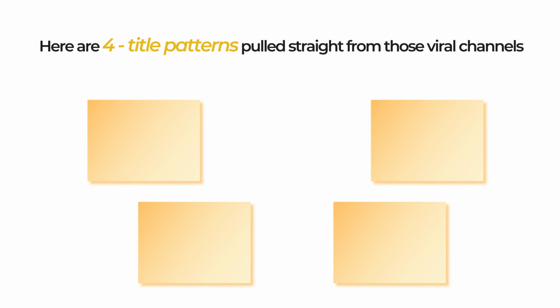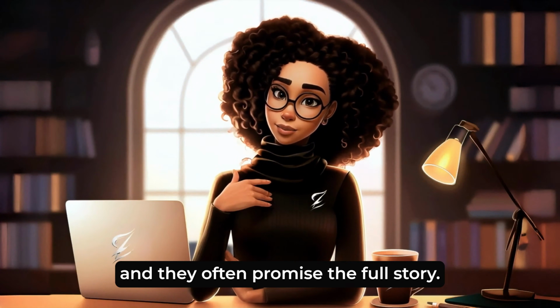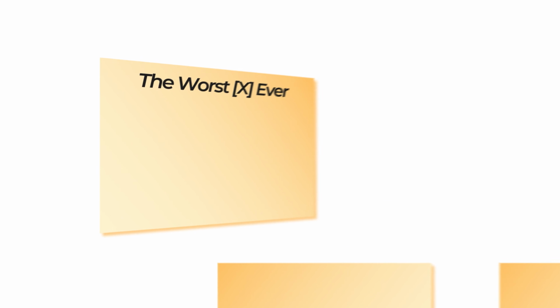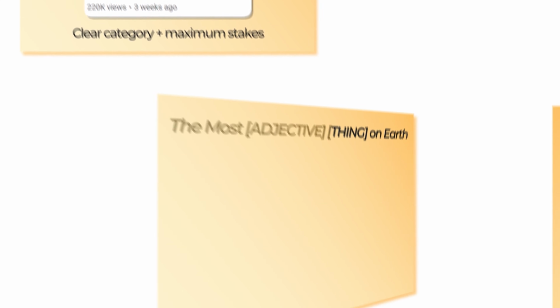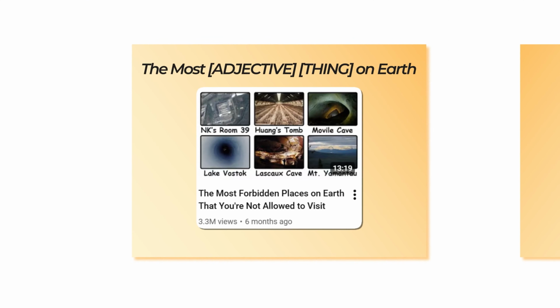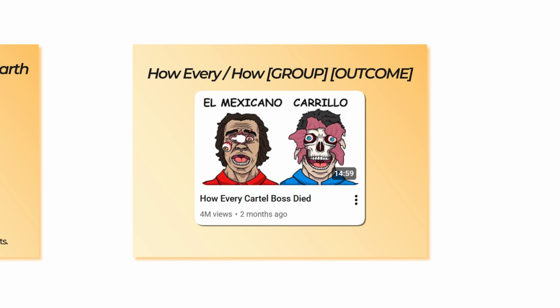Here are 4 title patterns pulled straight from those viral channels, and they all do 2 things. They make the stakes feel extreme and they often promise the full story. The worst X ever. Example, the worst zoo deaths ever. Clear category plus maximum stakes. The most adjective thing on earth. Example, the most forbidden places on earth that you're not allowed to visit. Feels like you're seeing the most extreme example that exists. How group outcome. Example, how every cartel boss died. Promises a complete list for one specific group.